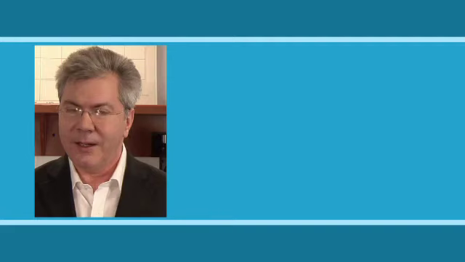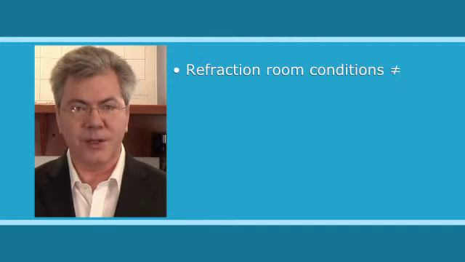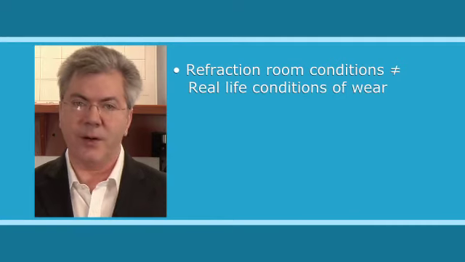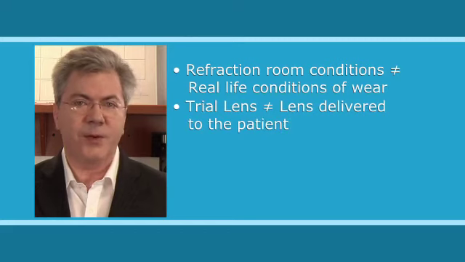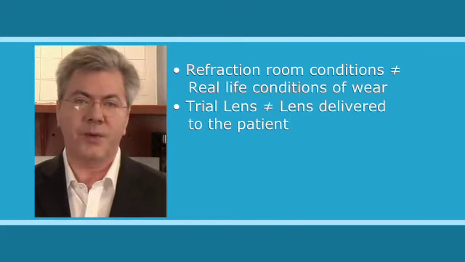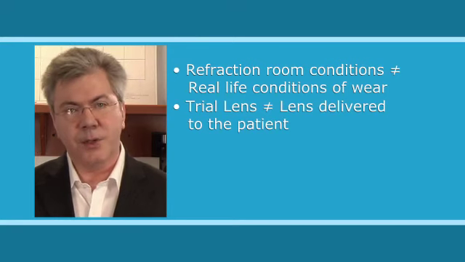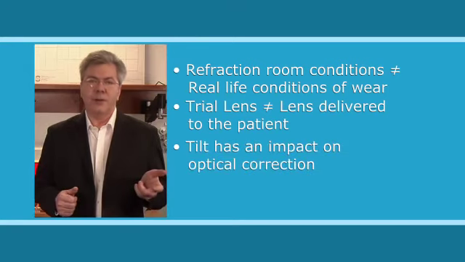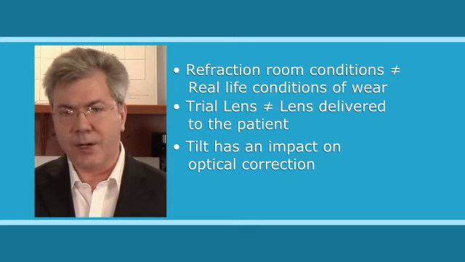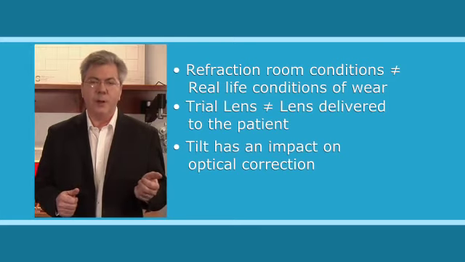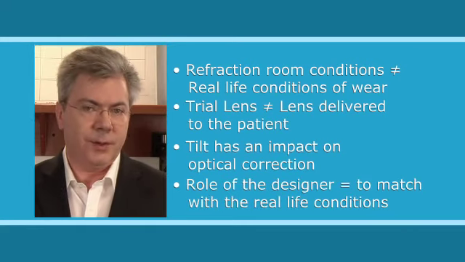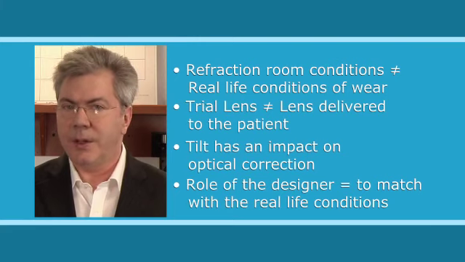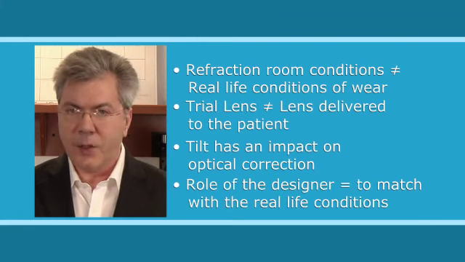So, to conclude, we have to remember three main facts. First, the refraction room conditions on axis are different from real-life condition of wear. Second, trial lens is different from a final delivered lens with different curve and mainly different condition of wear. And at last, the tilt of the lens is impacting the optical correction, producing significant power error and oblique astigmatism. And designers have to take it into account during the optical calculation, producing a lens with complex optical surfaces.